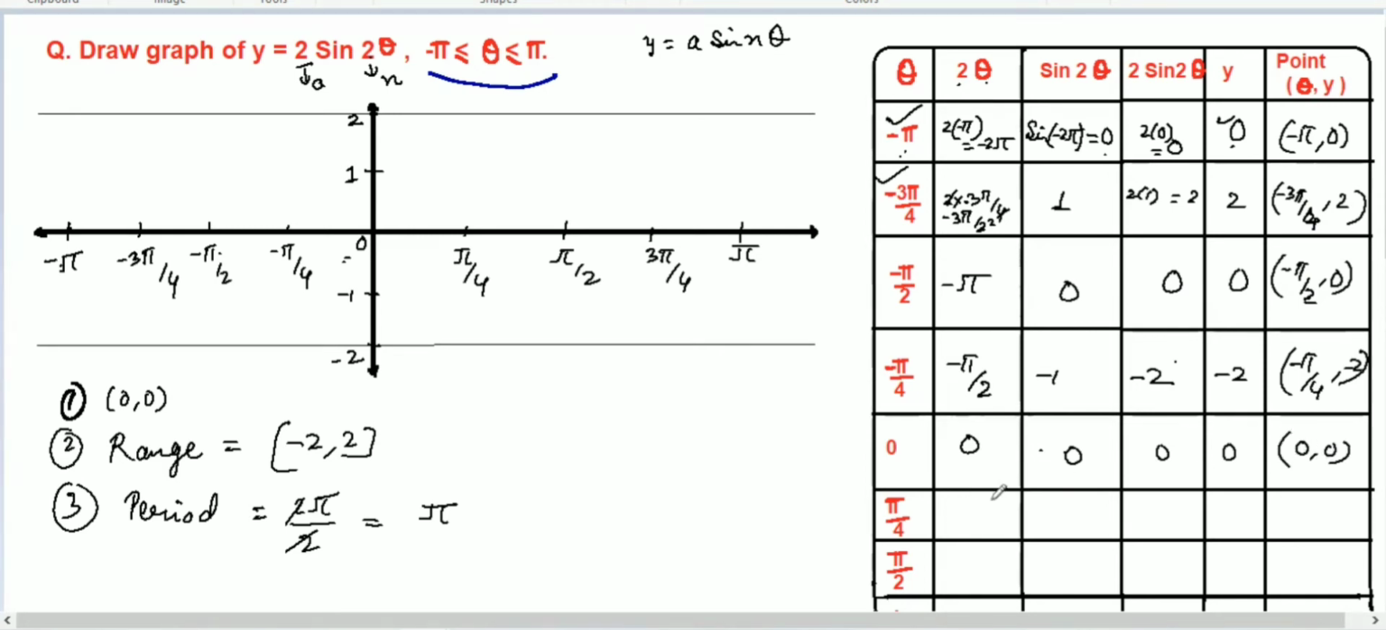Then for pi over 4, 2 multiplied by pi over 4 will be pi over 2. Then sine pi over 2 will be 1. Then 2 multiplied by 1 will be 2, and the point will be pi over 4 and 2. Then for pi over 2, we will get 2 multiplied by pi over 2, we will get pi. Sine pi will be 0, 2 multiplied by 0 is 0, and the point is pi over 2, 0.